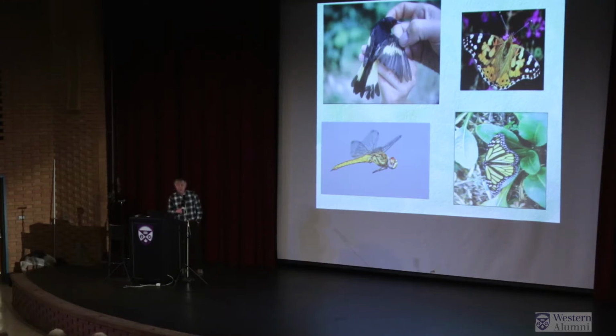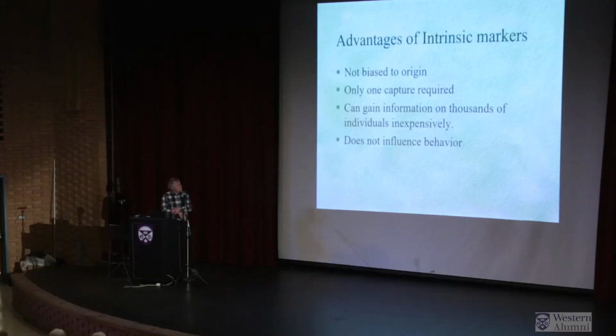All of these organisms we have worked on now using what we refer to as biogeochemical markers. And I'm going to explain that at great peril to my reputation, I'm sure. But we will get into this briefly. Now, the advantages of using what we'll call an intrinsic marker, that is something you're carrying around inside of you right now, is that it's not biased to origin. It doesn't mean that you have to go out and mark a certain population. They're already marked.